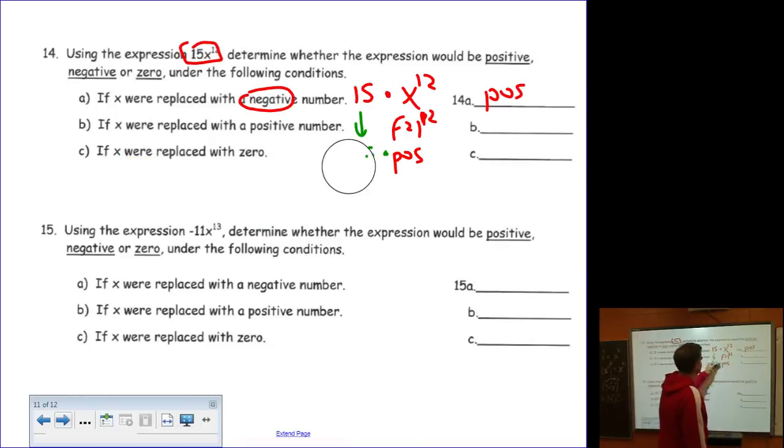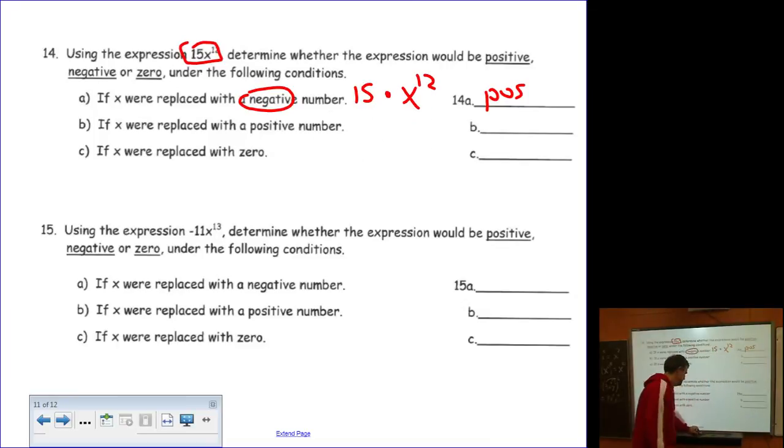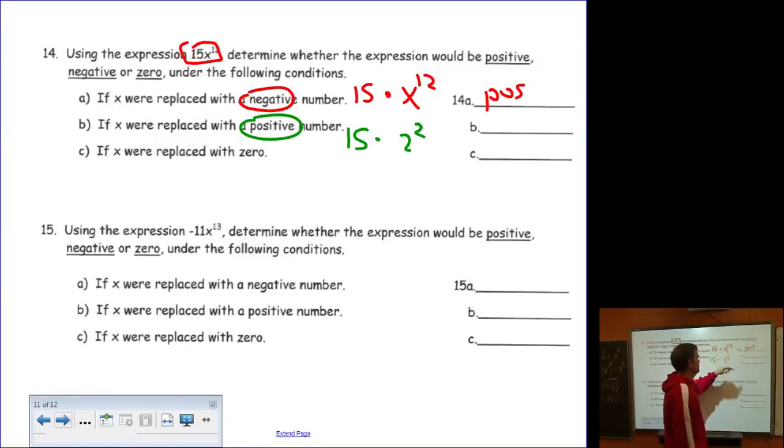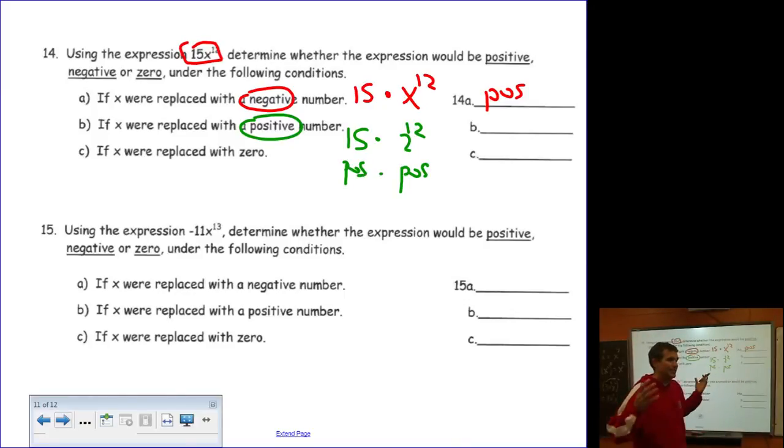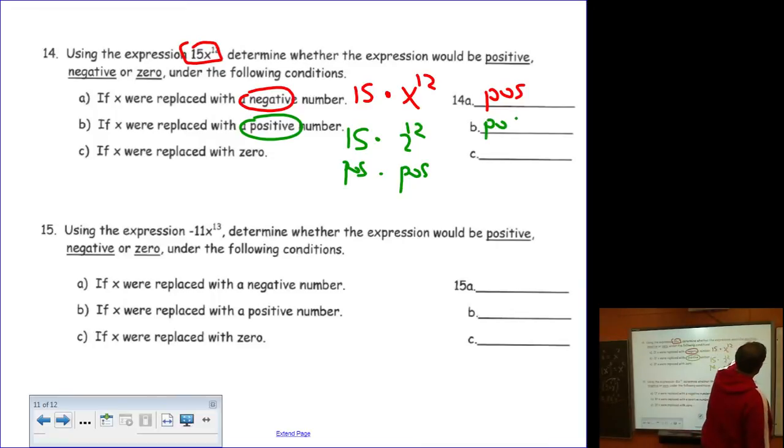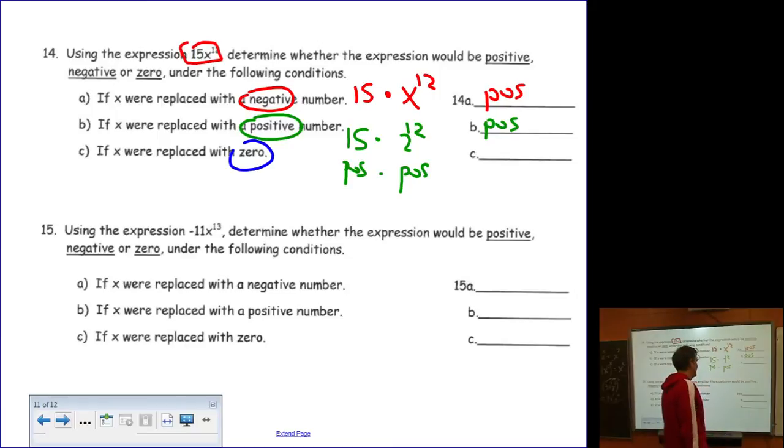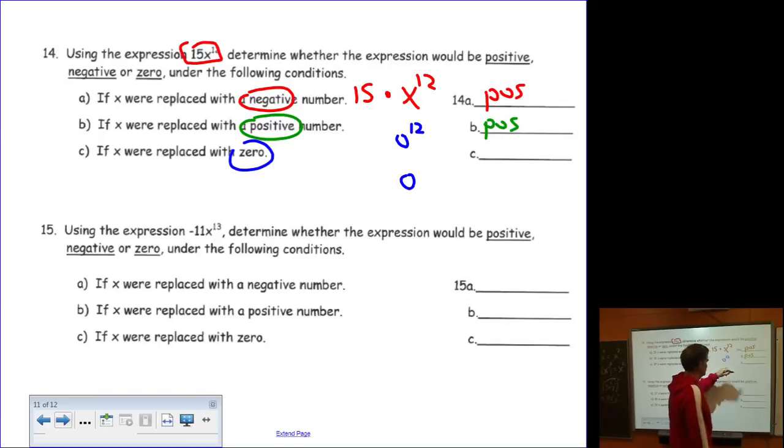But if I put a positive number in for x, well, positive numbers are always positive. And 15 is always positive. So you have a positive times a positive, and of course that is positive. And last, if you put 0 in for x, you of course would have 0, and 15 times 0 would be 0.